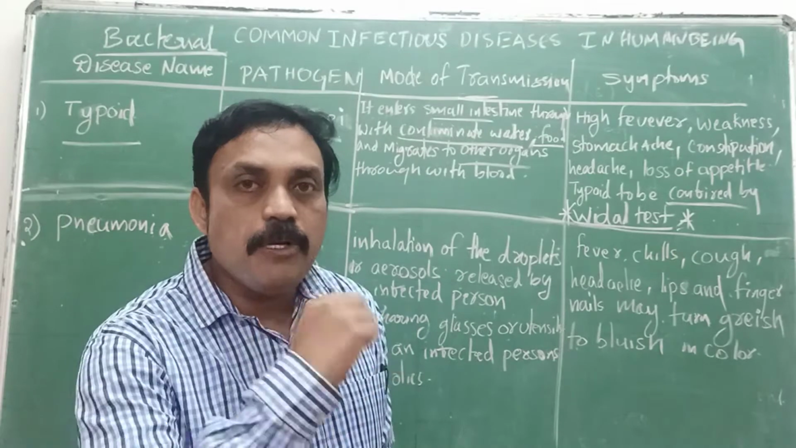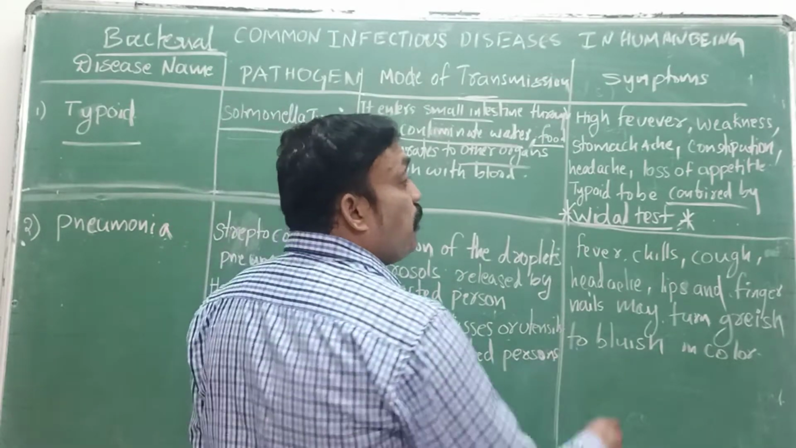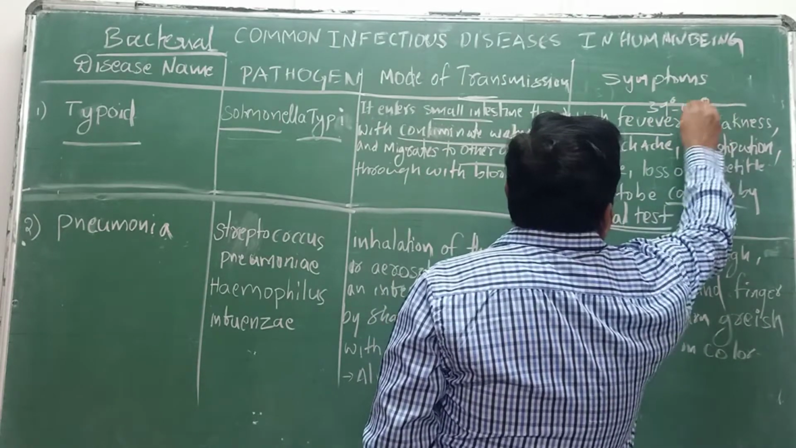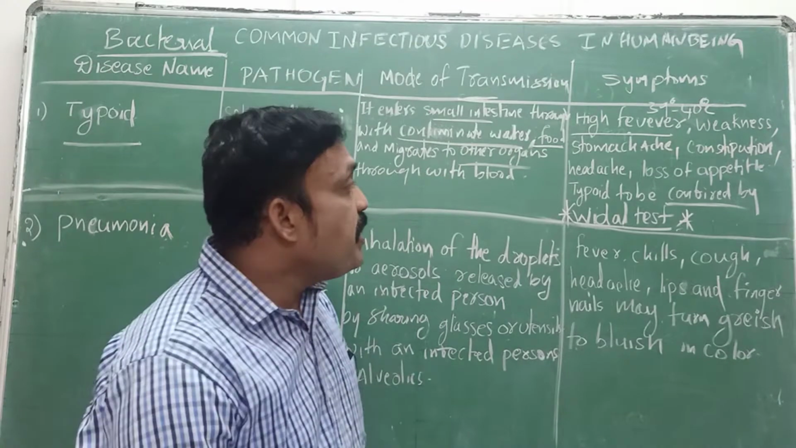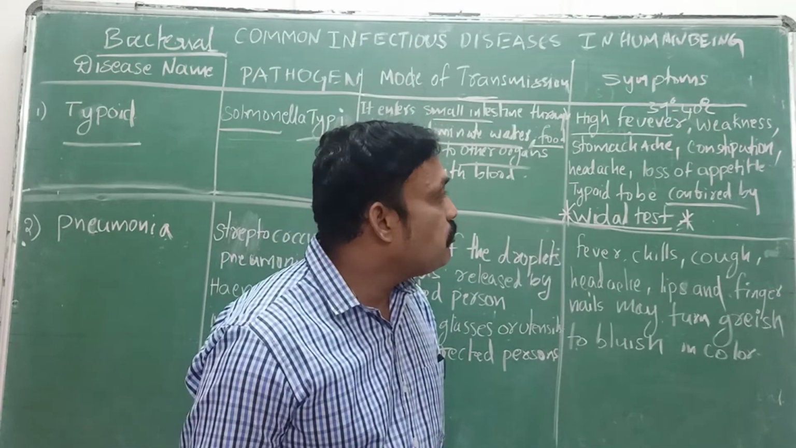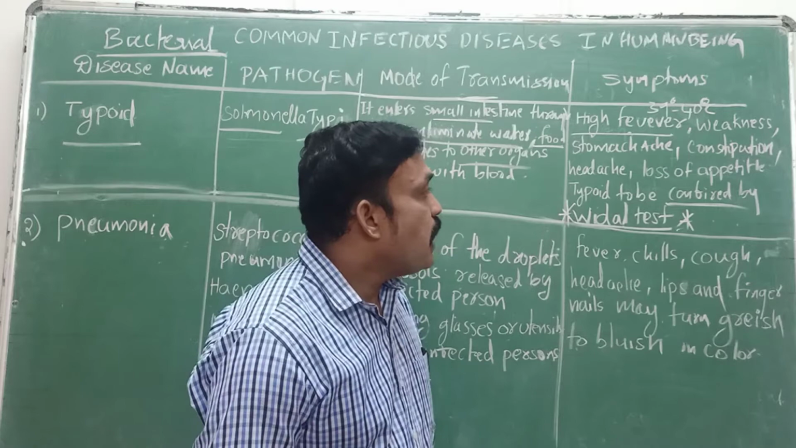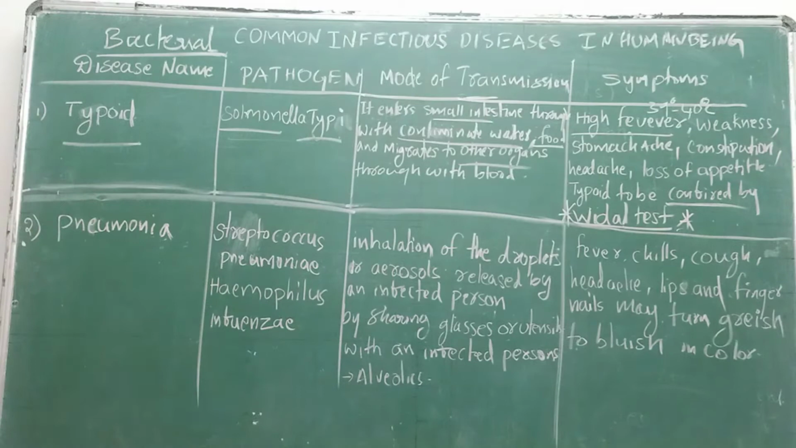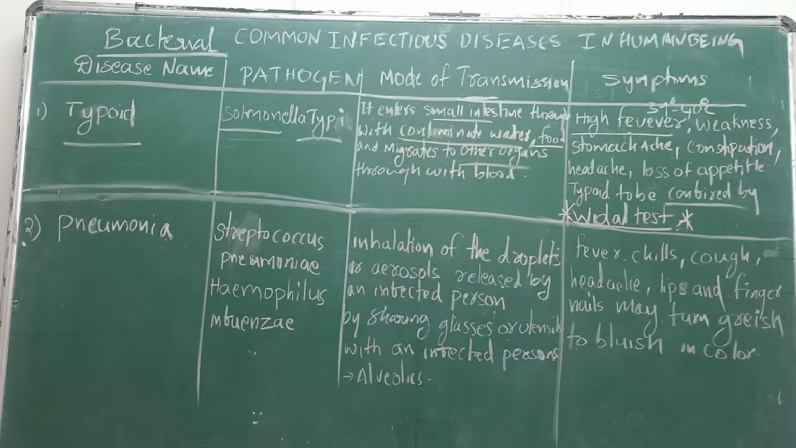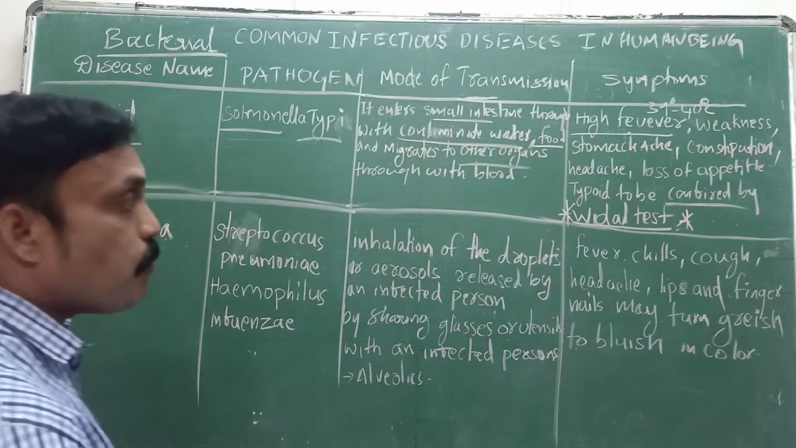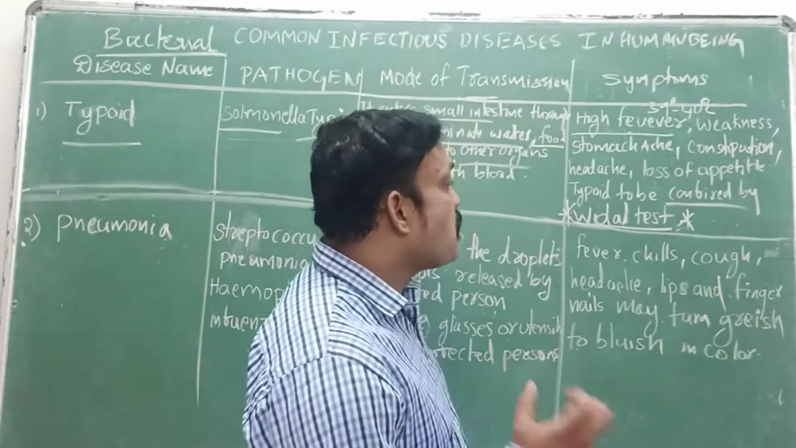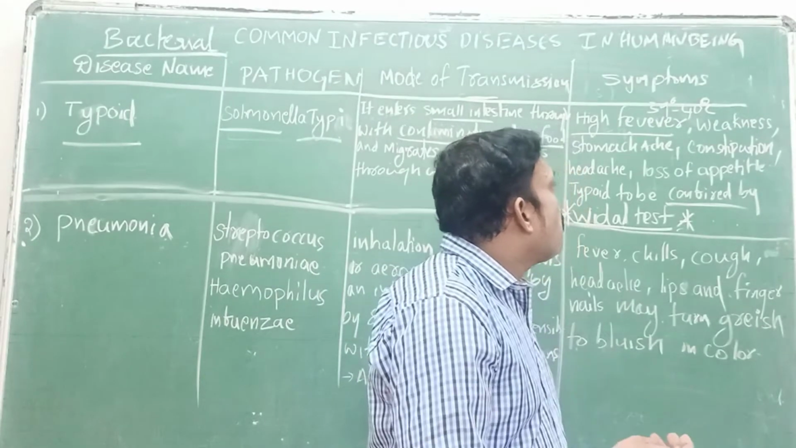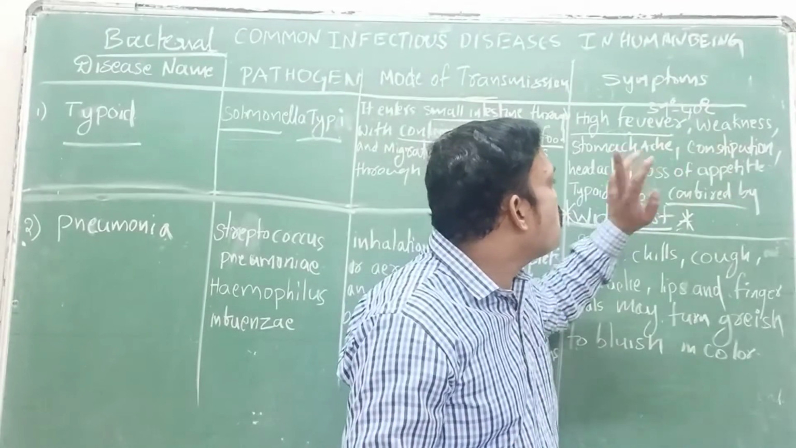What are the symptoms of typhoid? High fever, maybe 39 to 40 degrees centigrade, weakness, stomachache, constipation, headache, loss of appetite. These are the symptoms of typhoid. What are the symptoms? High fever, weakness, stomachache, constipation, headache, loss of appetite, and hepatitis. These are the symptoms.